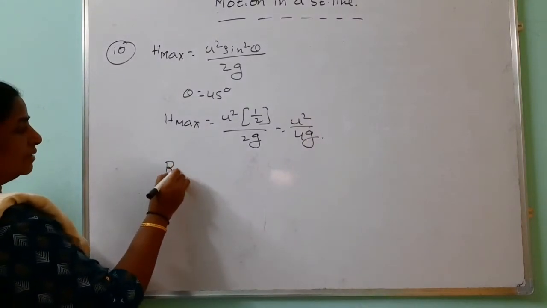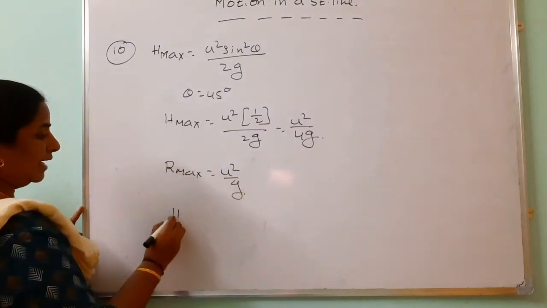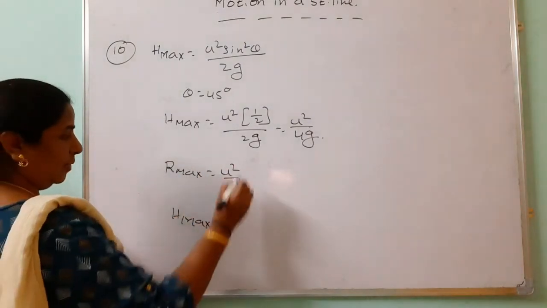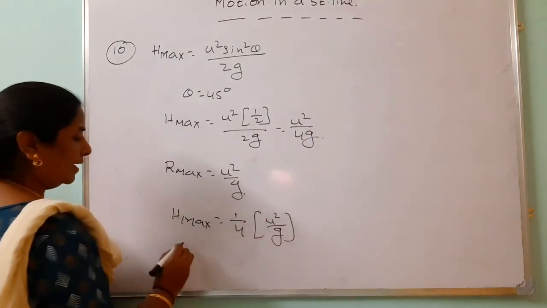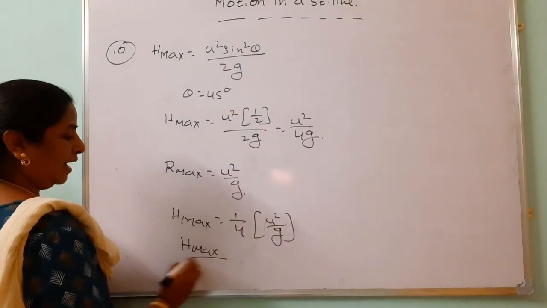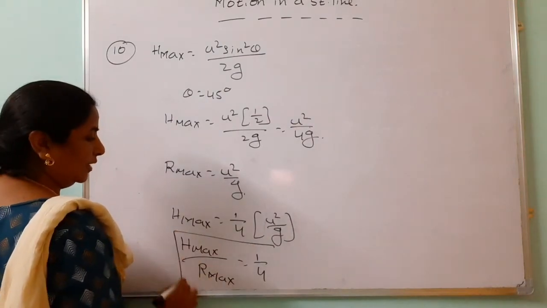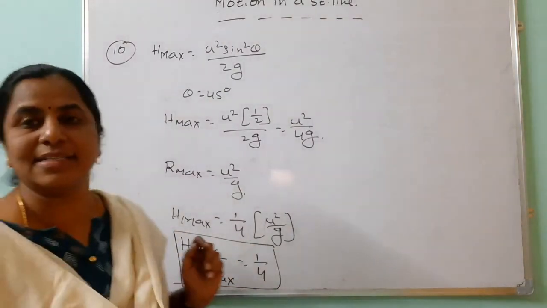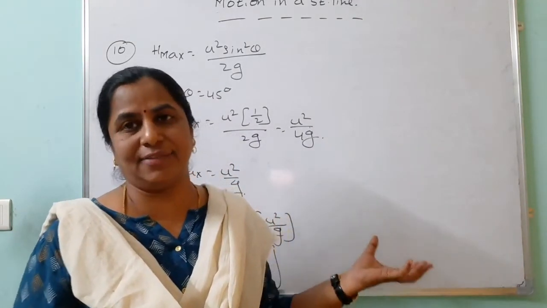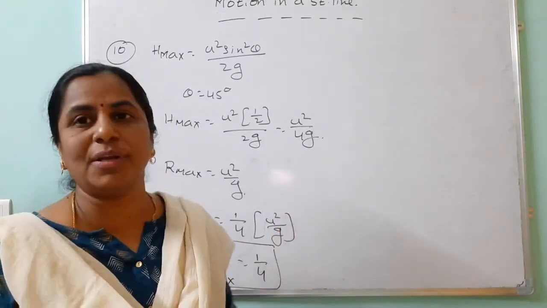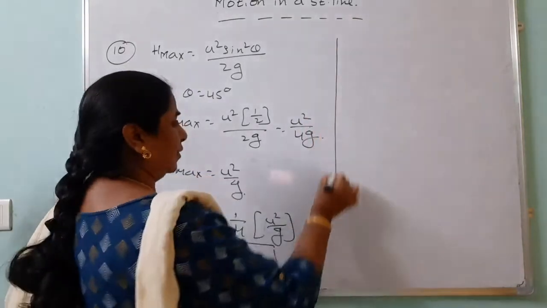Like that, R maximum is how much? U square by g. So H maximum equals 1 by 4 times u square by g. But u square by g is nothing but R maximum. H maximum by R maximum, we prove that it is 1 by 4. But the thing is, we should remember that whenever they mention maximum range, we can take theta equals 45 degrees. Then a few more important problems we are discussing.